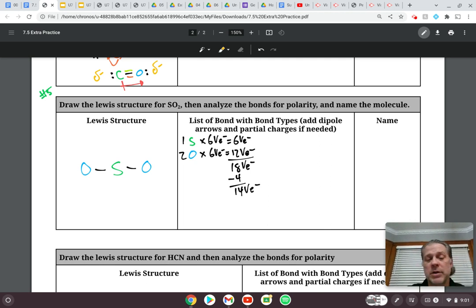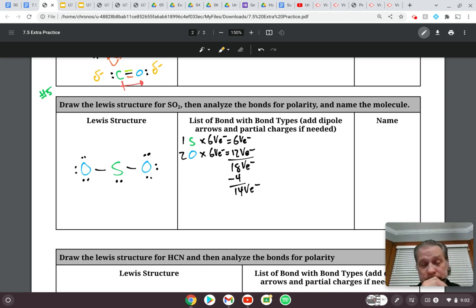Now, the next step is to go ahead and add pairs of electrons around the remaining atoms until I've used up all of my electrons. So 2, 4, 6, 8, 10, 12, 14. So it looks like both of the oxygens have 8 valence electrons. They have 6 dots and 1 dash. 1 dash is 2 electrons plus 6 dots is 8 valence electrons. So they're both in the best arrangement.